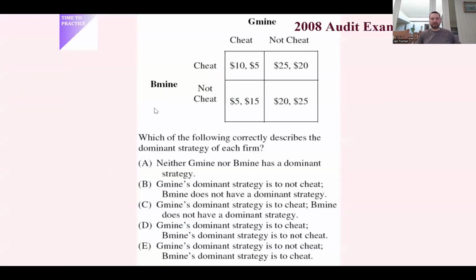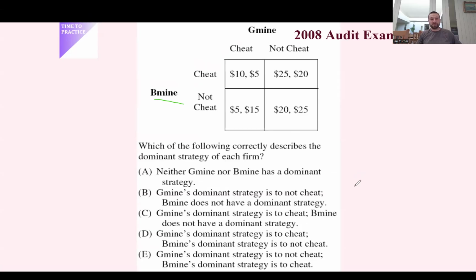2008 audit exam. Let's get a pen out here. We've got B mine and we've got G mine. Look at B mine: cheat or not cheat. They're the front numbers. G mine is the second numbers. For B mine, in this example, 10 is greater than 5, so in this scenario they would cheat. Then in this scenario, 25 is greater than 20. So for B mine, their dominant strategy is to cheat. They're just going to do better that way in either scenario. So they've got a dominant strategy.